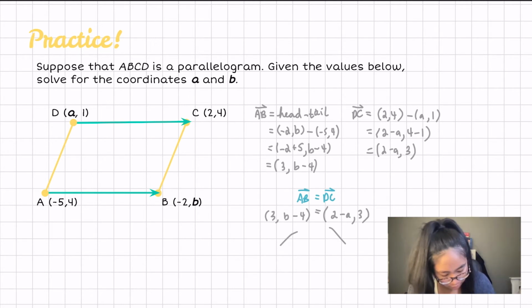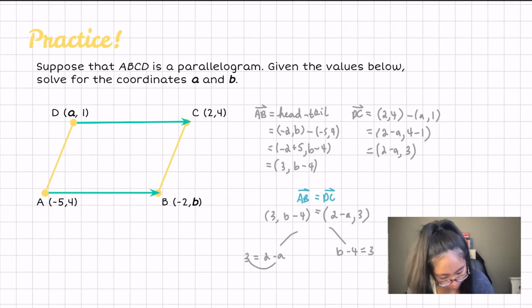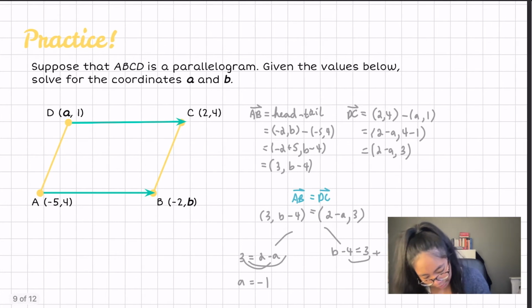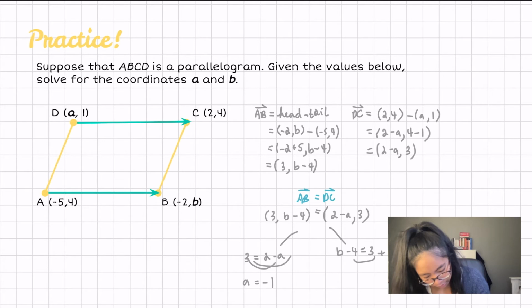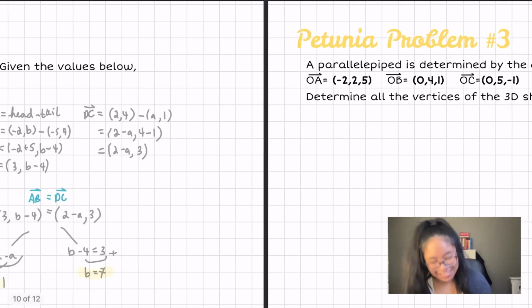We can break this into 2, so 3 will equal 2 subtract A, and over here it can be B subtract 4 will equal 3. Now, simple, just algebra, finding the value of A. Moving this here and moving this here, we go A equals -1 because 2 subtract 3 is -1. We can just move over the 4 by adding it. And so B would then equal 7. So those are our final answers. A equals -1. Let's use yellow to stay consistent. And B equals 7.